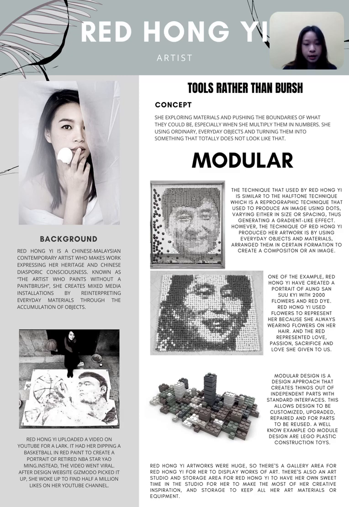The concept and keyword of my design is modular, which is explored by her artwork, which is a portrait of Aung San Suu Kyi with 2,000 flowers and red dye that represent her love and passion that she has given to us. Another example is the halftone technique she used to produce a portrait of Jackie Chan with wood chopsticks. And that is where my concept comes from.